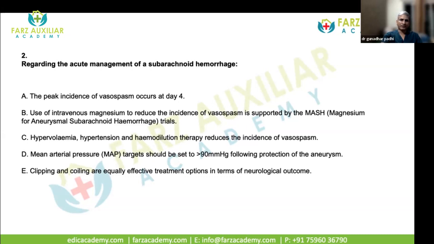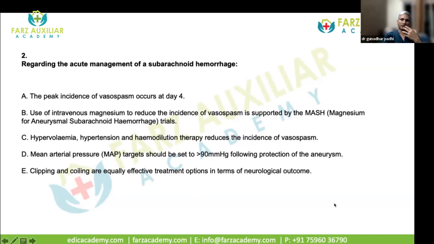Clipping and coiling are equally effective treatment. So both are not actually equally effective. It depends on the type of aneurysm. If the aneurysm base is broad and the aneurysm is smaller in size, probably in that case coiling is the better option. Whereas if the base is narrow and the aneurysm itself is bigger in size, probably clipping, which involves direct opening of the skull, like craniotomy, and clipping the aneurysm, is a good option. So these are the questions normally asked.